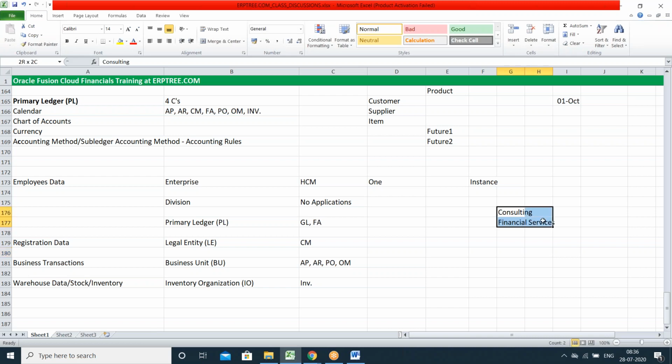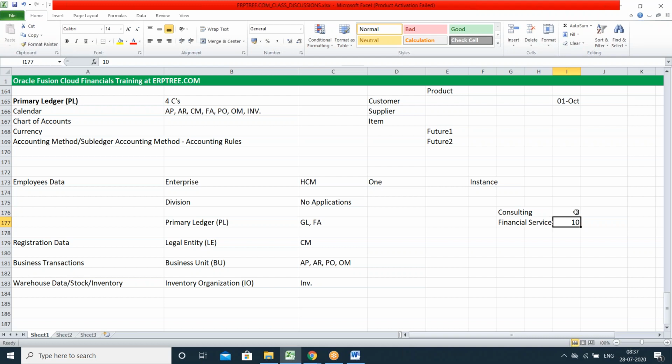They have two businesses, and say they have separate registrations. For the consulting business, they need 8 segments in the chart of accounts. For financial services, they need 10 segments. When you look into these segments, the financial services segments, whatever they need, are totally different from consulting.